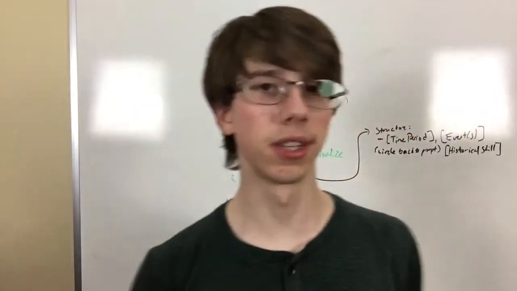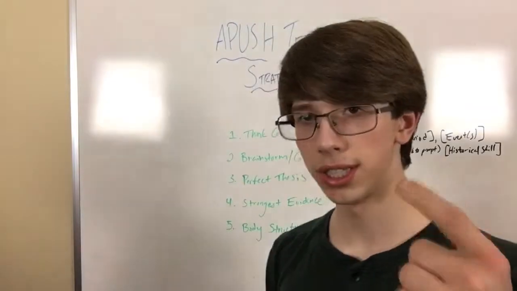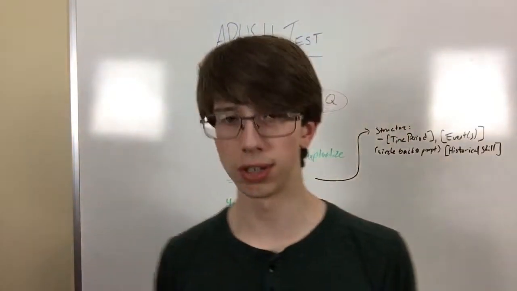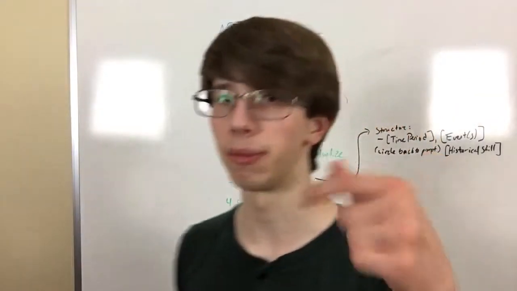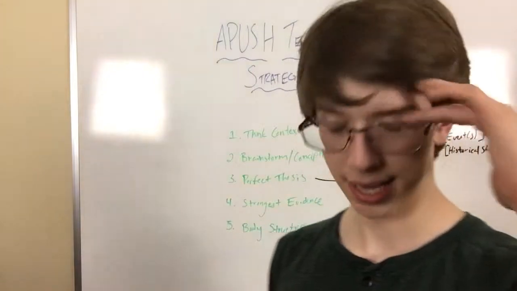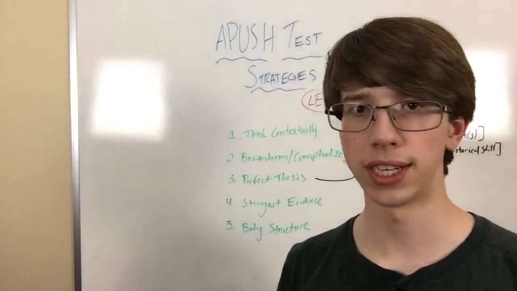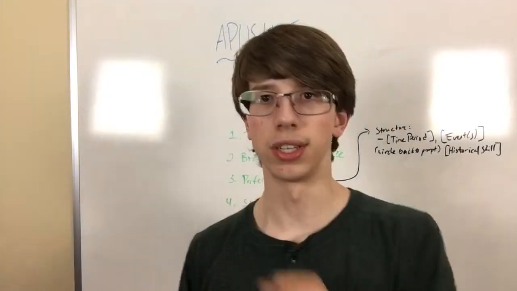so your historical skill is either going to be change, CCOT, changes and continuities over time, so it's either going to be a change or a continuity, or it's going to be comparison contrast, which our practice one is, so it's going to be either a comparison or a contrast, and CE, which is cause and effect, so it's going to be causation or effect. Those are your historical skills.